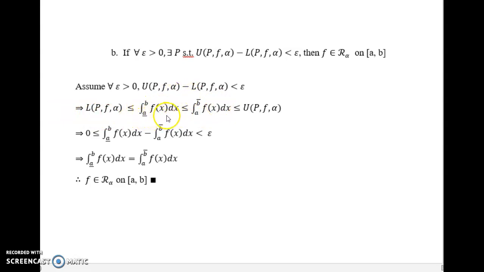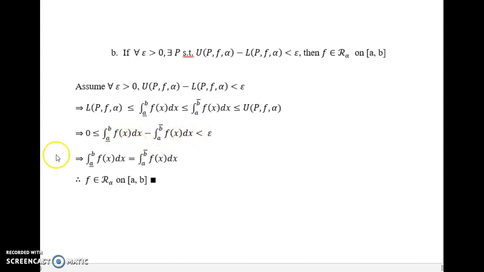So using what we know from problem number 2 of the homework, this middle piece right here, the lower integral will be less than or equal to the upper integral. So we know the lower sum for P is going to be less than or equal to the lower integral, less than or equal to the upper integral, which would be less than or equal to the upper sum. So since epsilon is greater than 0, this implies that 0 is less than or equal to the difference between these integrals, which would also be less than epsilon.